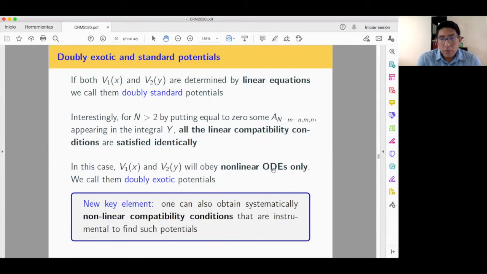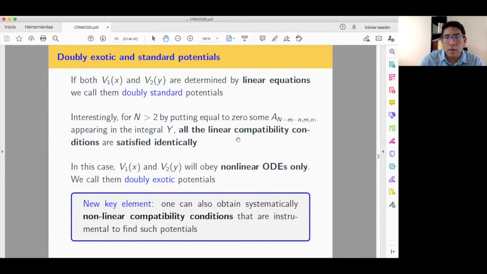Interestingly, if n, the order of the integral, is larger than 2, we can always find a subset of the parameters in this integral, capital Y, in such a way that all linear equations are satisfied trivially. In particular, the linear compatibility conditions from the determining equations are identically 0. In other words, the potential is not fixed by such a linear equation.